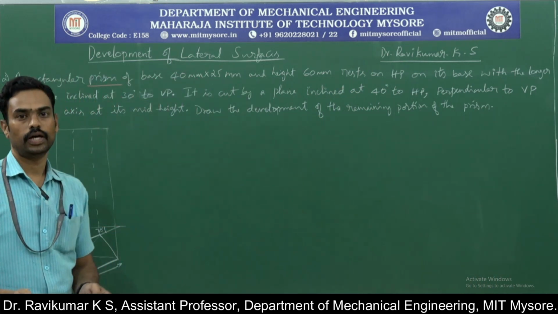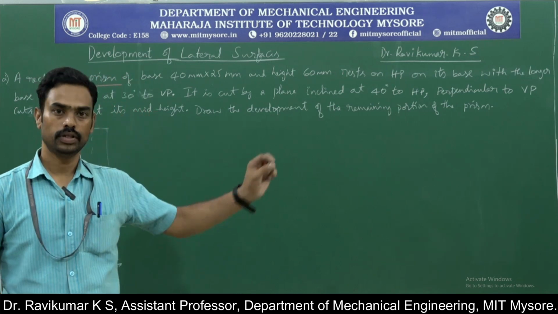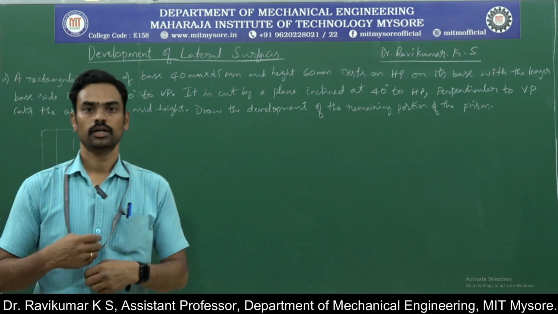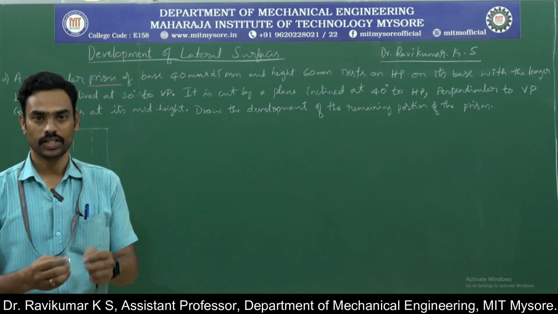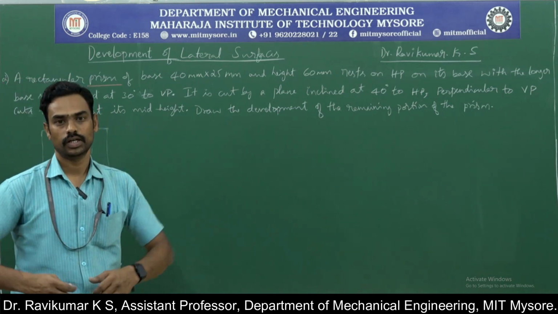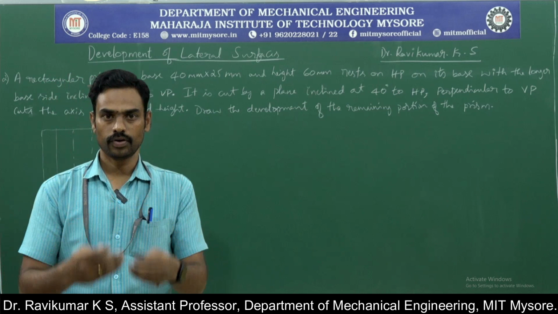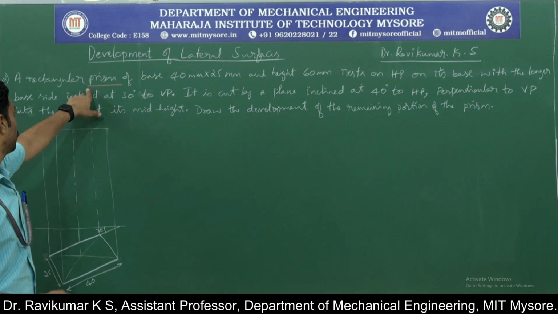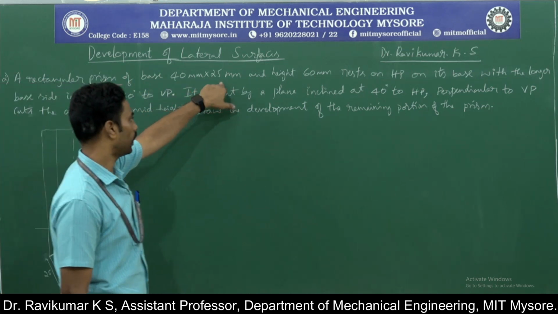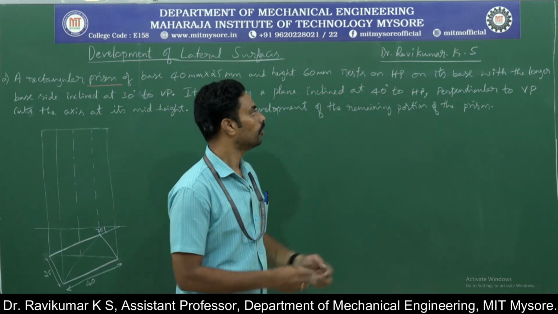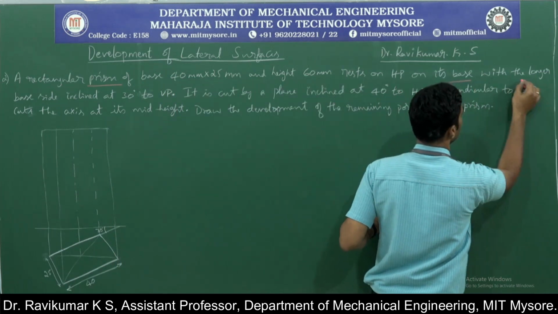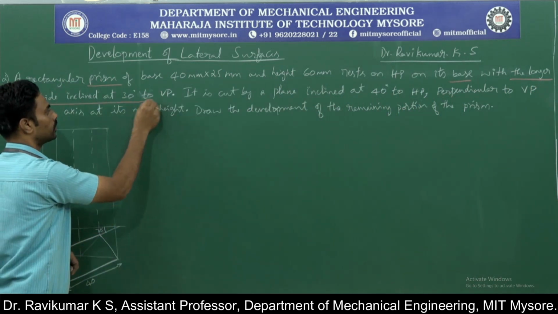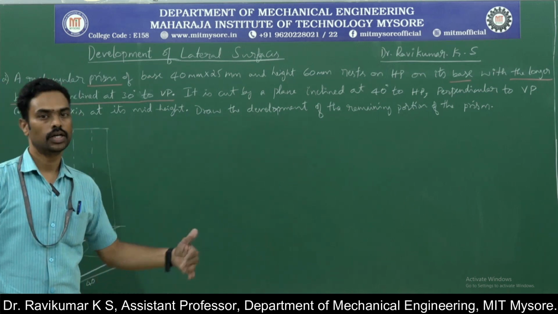So you are already familiar with writing the top view and the front view of the solid with the given condition. So here the given condition is it is a rectangular prism 40 by 25, height 60, rests on HP on one of its bases with the longer base side inclined at 30 degrees to VP. So this is the condition to be satisfied while writing the top view and the front view.